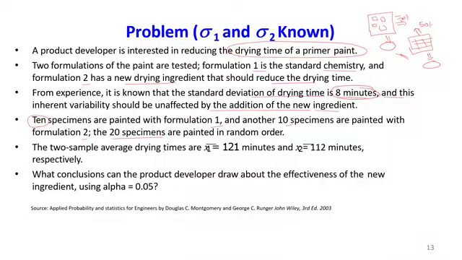So the two sample average drying times are: this is my X1 bar, where paint 1 has been used, and the average drying time is 121 minutes, and for paint 2, where they have used the new ingredient, the average drying time is 112 minutes. So the question is: what conclusion can the product developer draw about the effectiveness of the new ingredient using alpha equal to 0.05? The source of this is the book Applied Probability and Statistics.